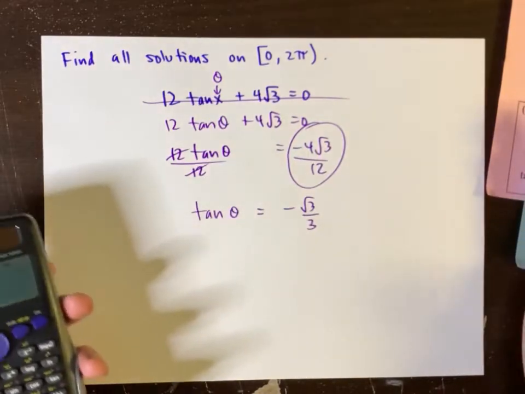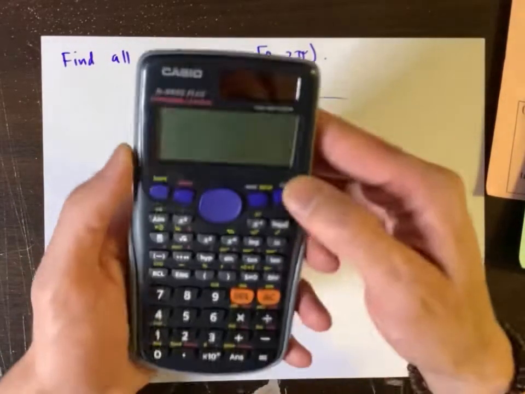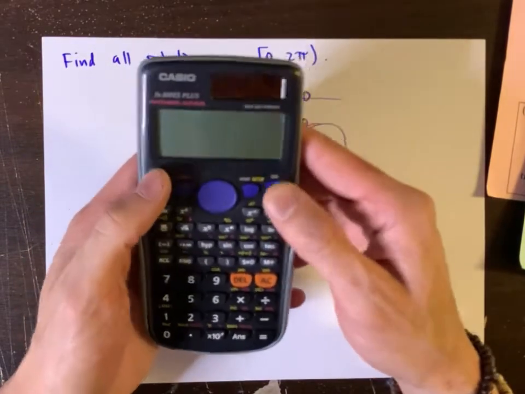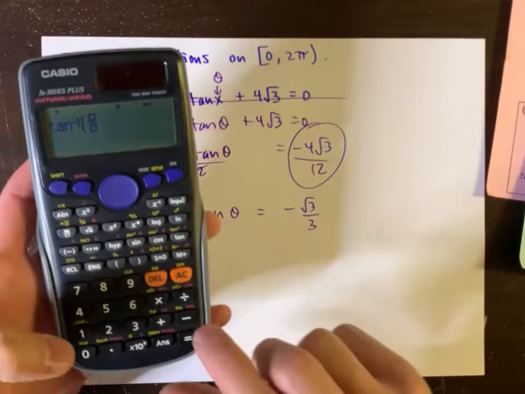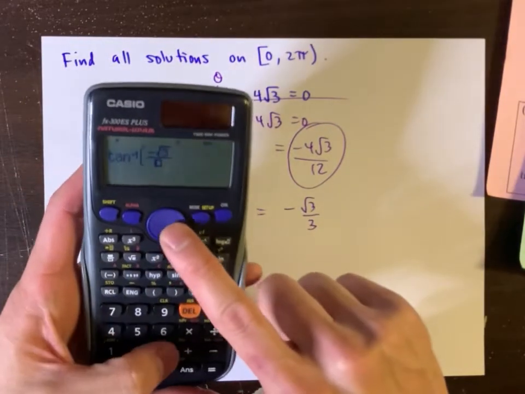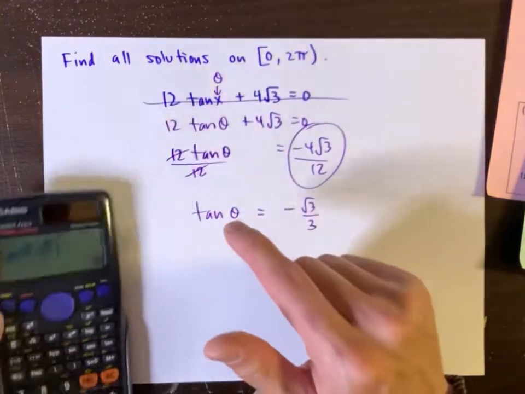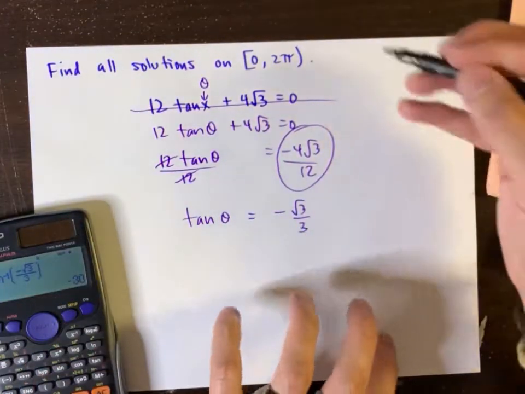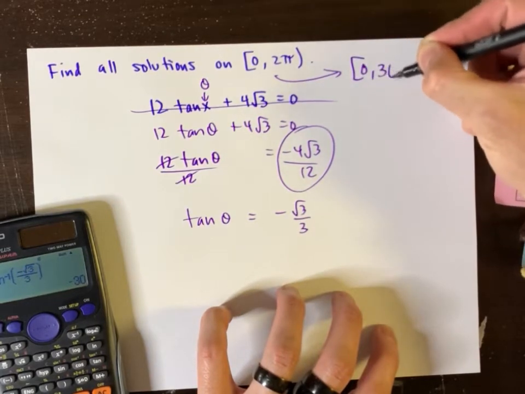Now at this point, maybe you've been told to take the tangent inverse of both sides. I mean, I guess that's fine. Let's see what happens. If I take the tangent inverse of -square root 3 over 3, my calculator says -30, but the answers have to be between 0 and 2 pi. In other words, from 0 to 360.